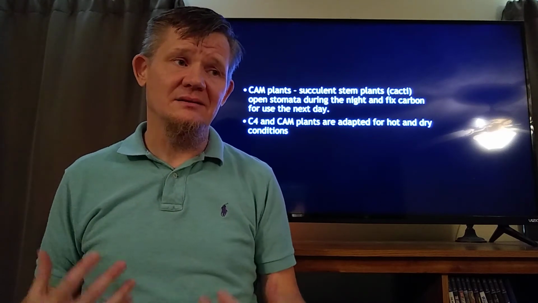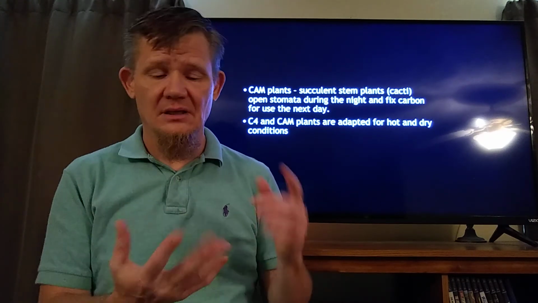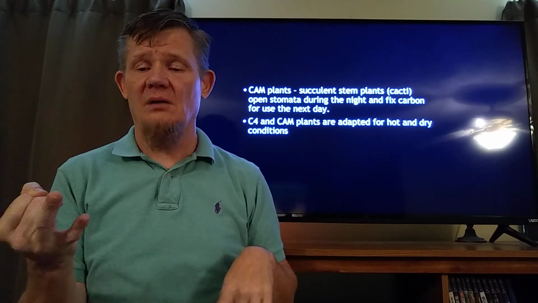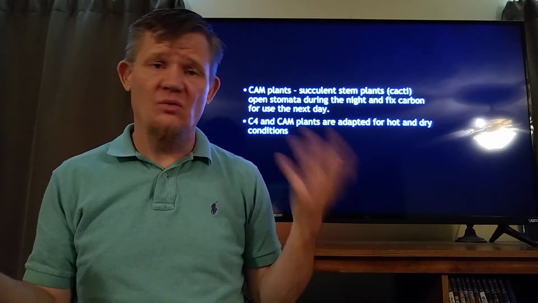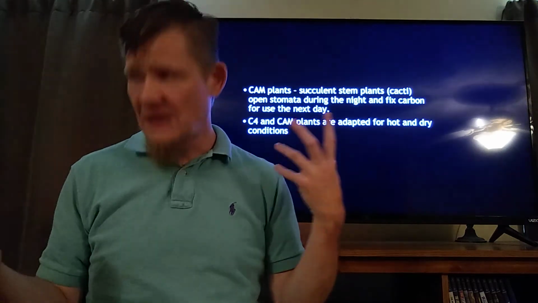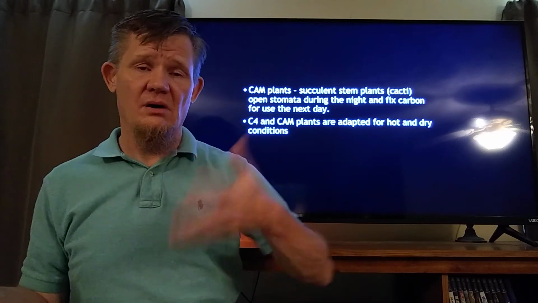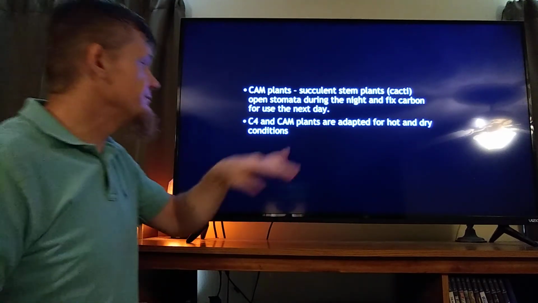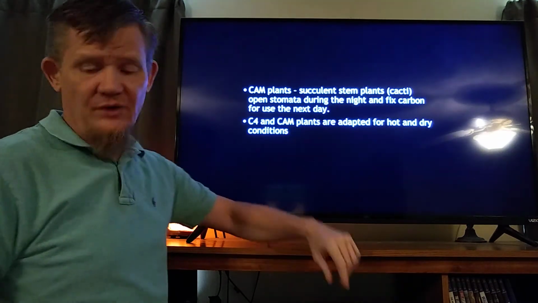This is why cactuses grow so slowly. Two reasons. One, because they only open their stomata at night. Two, they don't get much water. And plants have to have water to do photosynthesis. They have to do photosynthesis to grow. Cactuses grow really slowly because there's not enough water to do enough photosynthesis. C4 and CAM are adapted for hot, dry conditions.